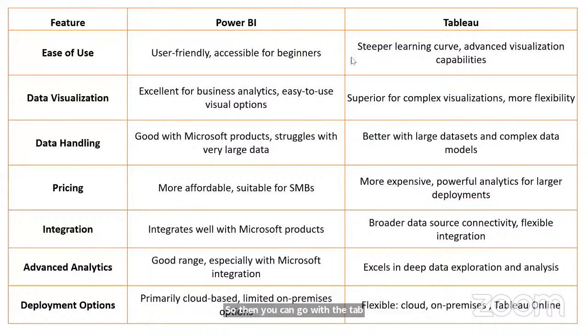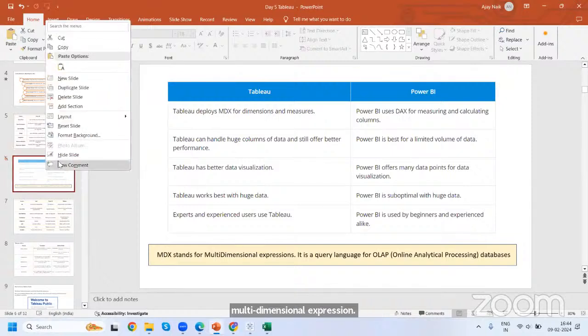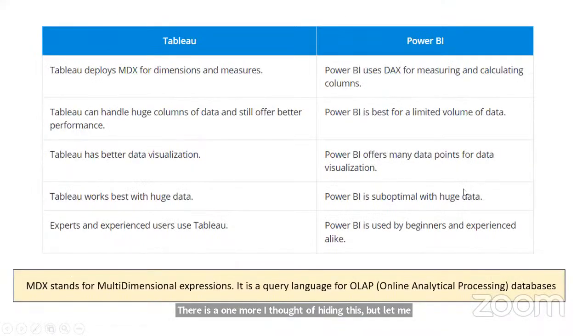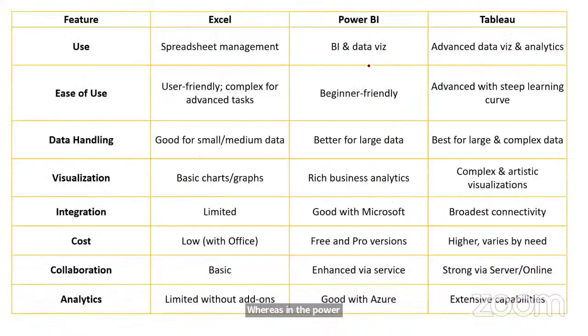And once you learn Power BI, then Tableau will be easy because you will find some correlation. So the measures are there, and in Power BI we have DAX, data analysis expression. In Tableau we have multi-dimensional expression. There is one more. I thought of hiding this, but let me share this. Tableau deploys the multi-dimensional expression. What is a multi-dimensional expression? A query language for online analytical processing. Whereas in Power BI, we have discussed DAX, data analysis expression.